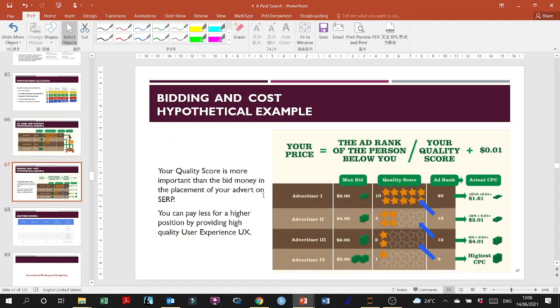Now, how much do you pay? How much do you pay? All right. So now we know that your ad rank is 20, 16, 12, and 8. This person will pay based on the quality score of the advertiser just below. So you don't pay based on your high performance. You pay based on the advertiser right below you in the list. So it depends on the competition. It doesn't depend on Google. This is what I always say.